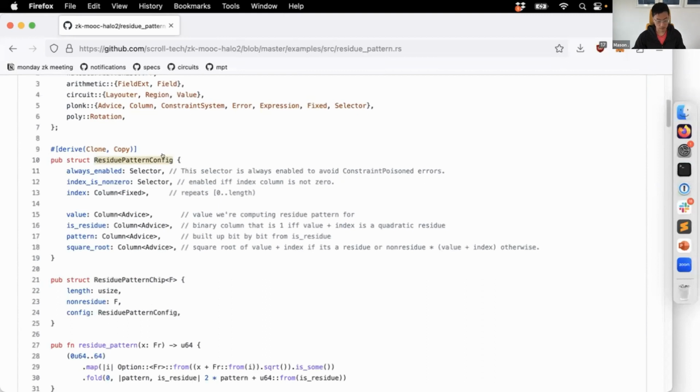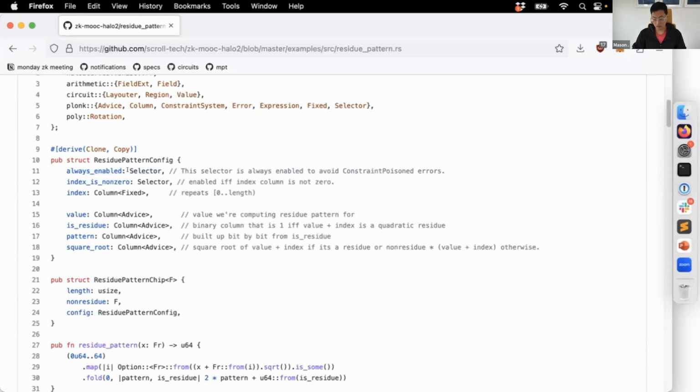So basically, the config that we're going to use for the entire circuit consists of 7 columns. There are 2 selectors, 1 index column, which is fixed, and then 4 advice columns. This always-enabled column is sort of a gotcha.